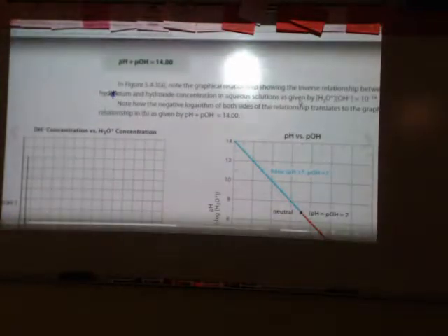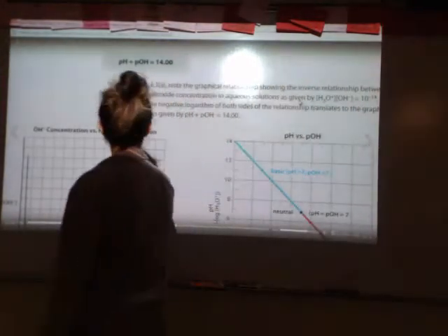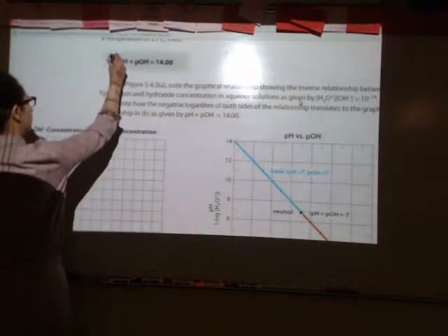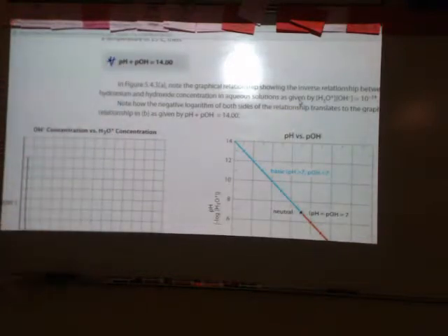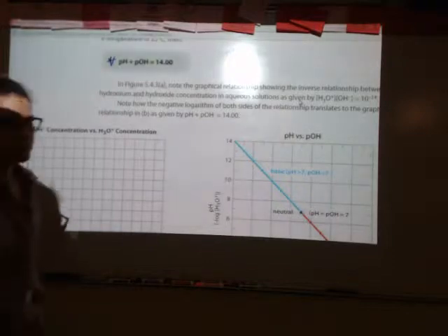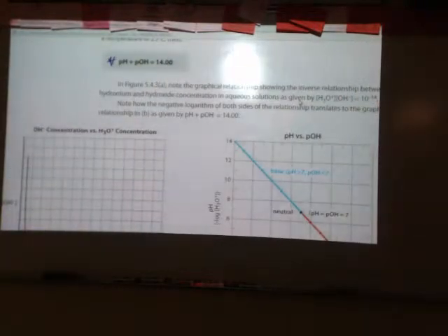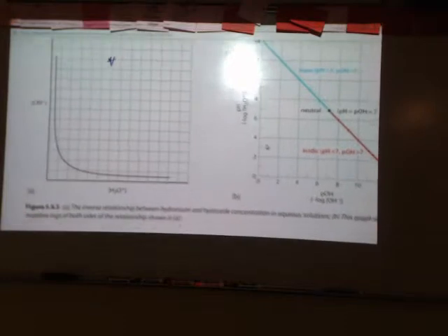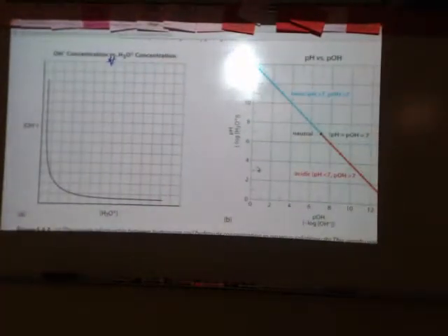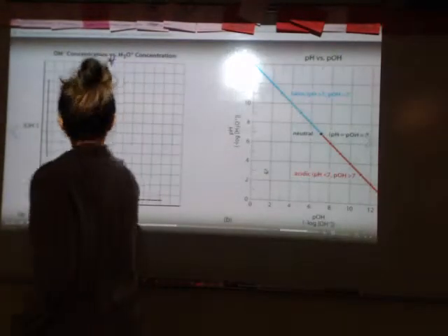pH plus pOH is 14. The pH scale runs from 0 to 14. Okay? How do the hydroxide ion and the hydronium ion concentrations relate to each other?